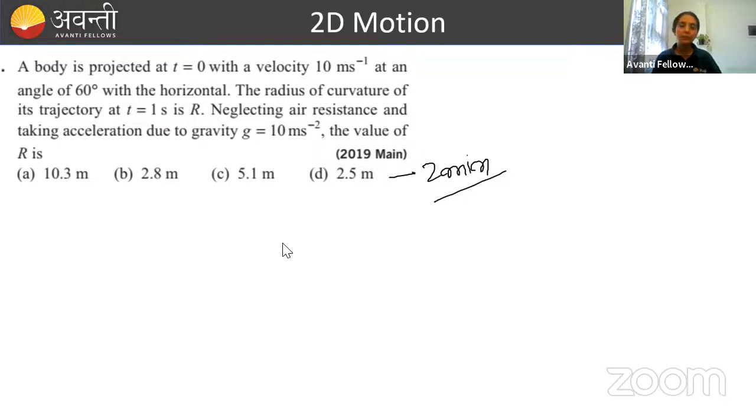Again, I included this question so that in projectile motion, you can learn how to calculate the radius of curvature at any point on the trajectory. Okay? The question comes from this portion, and you can see here, the question came in 2019 in JEE Mains. So it's very important actually to know this. So give it a try and let me know if you're getting the answer.